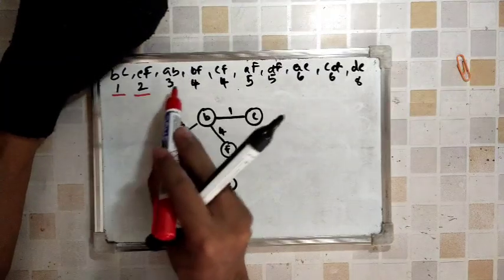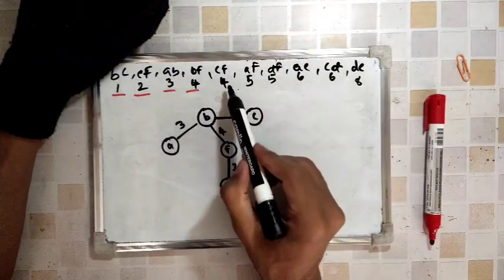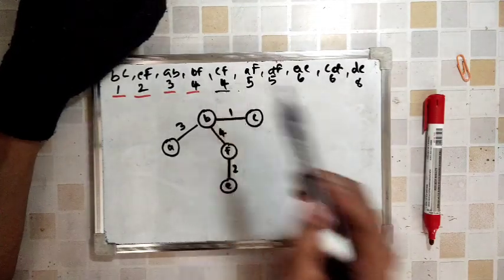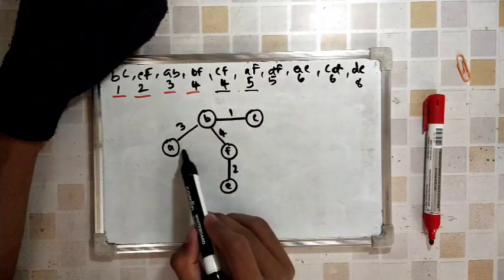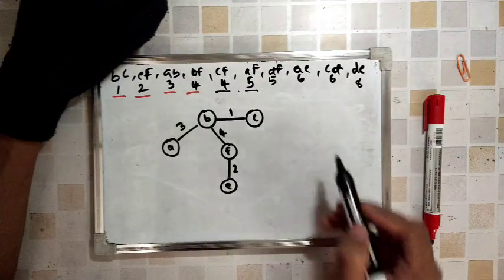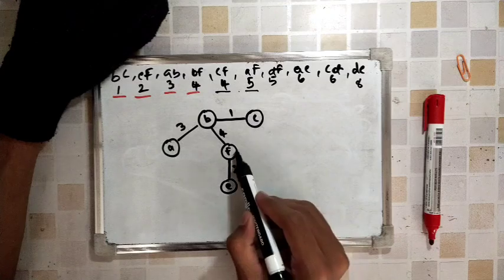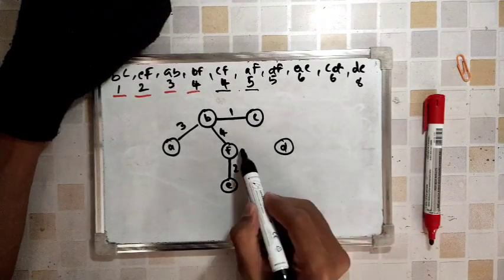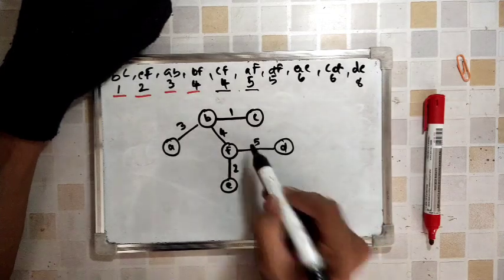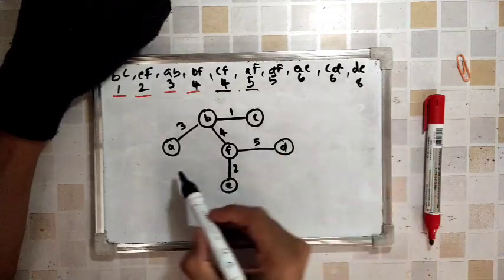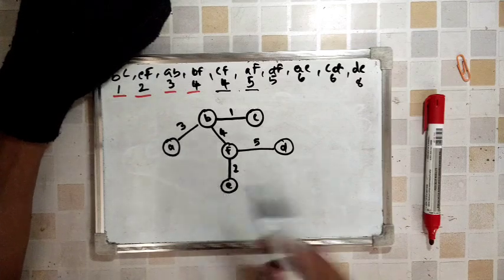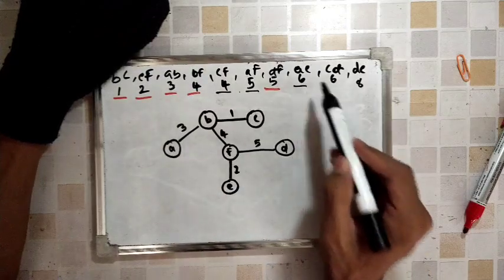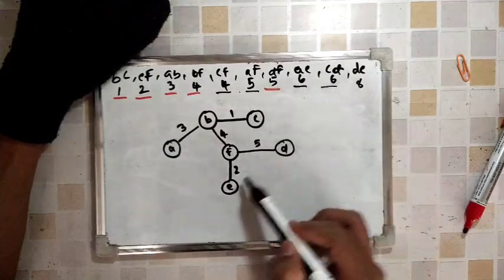This is done, I will underline it since we have chosen that. Now C to F, if I consider it, will form a cycle, right? So I won't consider this. Then A to F again will form a cycle, I won't consider that. Then D to F: there is no path from F to D, so I will take D to F, which is 5. And then A to E would make a big cycle, so I won't write it. Then C to D, again a cycle. D to E, again a cycle.